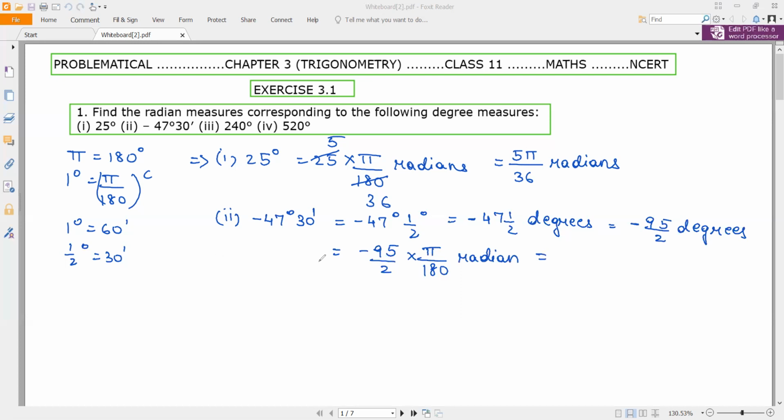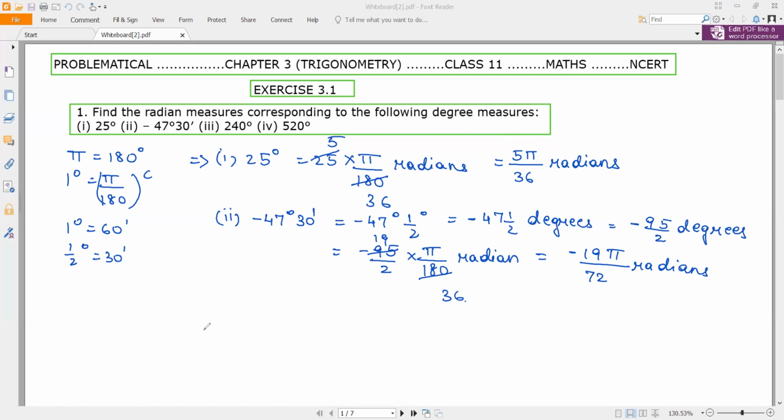Again, this can be reduced to minus 19 pi upon 72 radians. 5 19s are 95, 5 36s are 180.